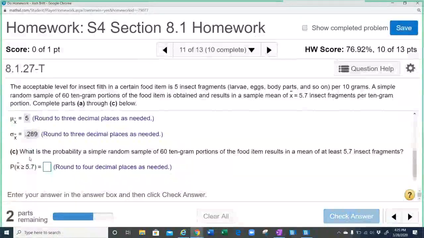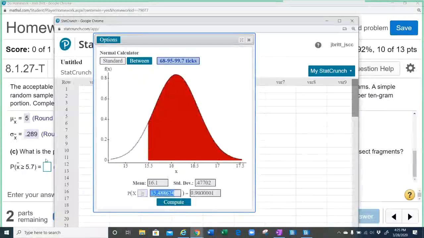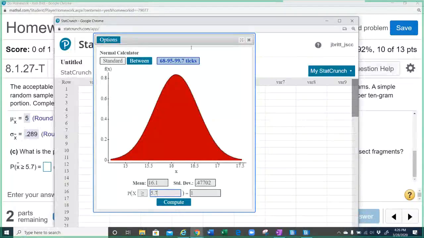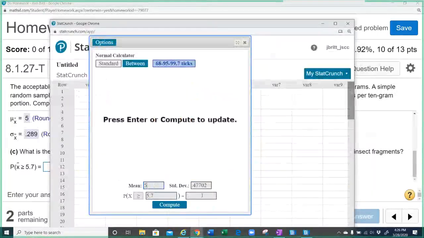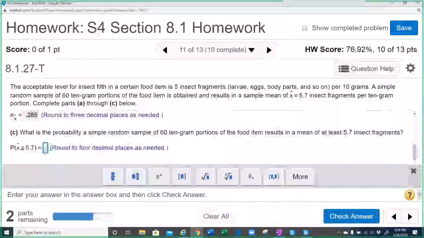And then we're just finding the probability that it's larger than 5.7. Uh-oh. Don't forget to change the mean and standard deviation. So the mean was 5, and standard deviation here was 0.289, and then larger than 5.7. So 0.0077.